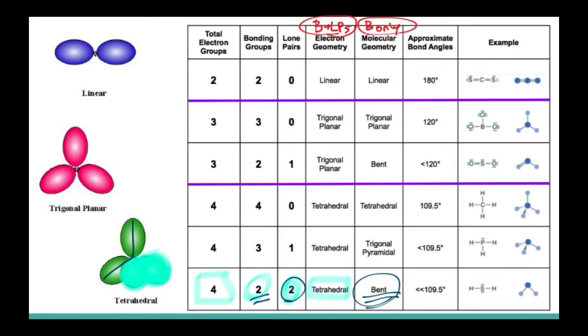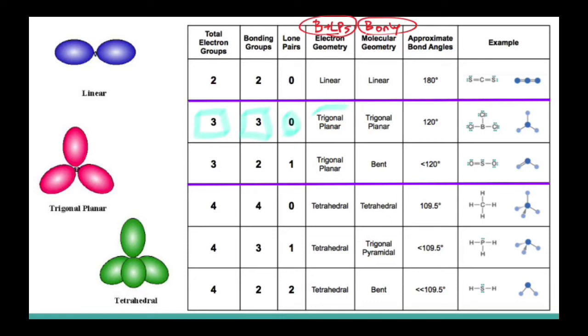Now let's go and look at the 3 electron group family and the variations that it can have. So with fewer total electron groups to work with, we have a little bit less variation possible. And our first row of our 3 electron group section is, well, what if all 3 of those electron groups are bonded atoms, no lone pairs? That means in both the electron geometry and the molecular geometry, we're seeing 3 things.